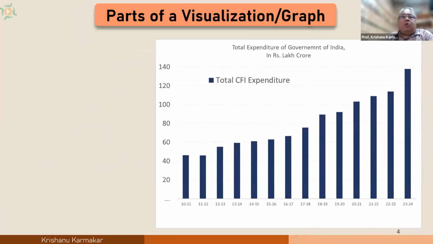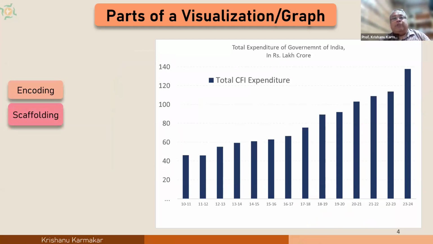So what are the different parts of a visualization? A visualization basically consists of two things. One is the encoding part, that is the numbers encoded in geometric shapes and different types of attributes of geometric shapes. And the second is the scaffolding that holds up the chart. So what is the encoding part? In this particular example on the slide that you can see, these rectangular bars that represent the data are basically the encoding. We are encoding the numbers in the height of these bars.